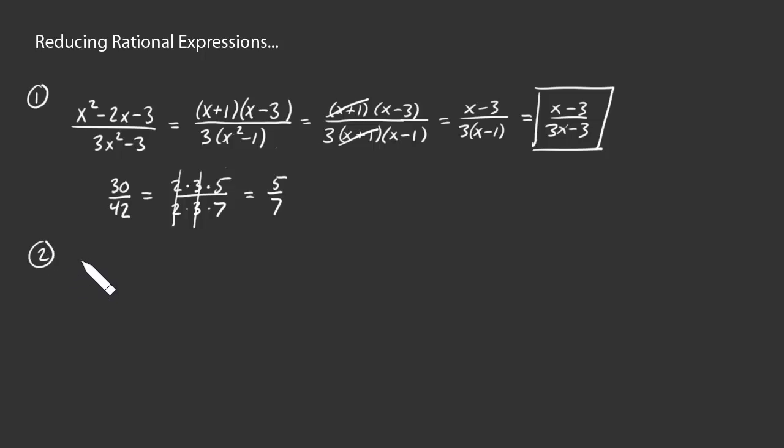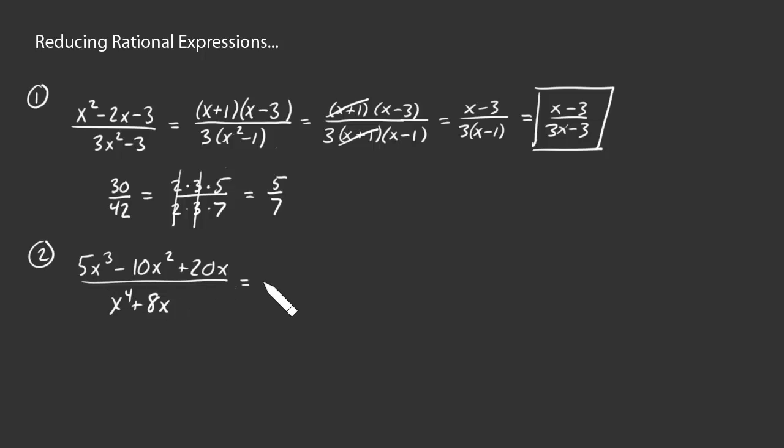Number 2, 5x cubed minus 10x squared plus 20x, all of that over x to the 4th plus 8x. Okay, so here again, the strategy: factor the numerator completely, factor the denominator completely, cancel whatever's common to both, and what you're left with is the reduced rational expression.